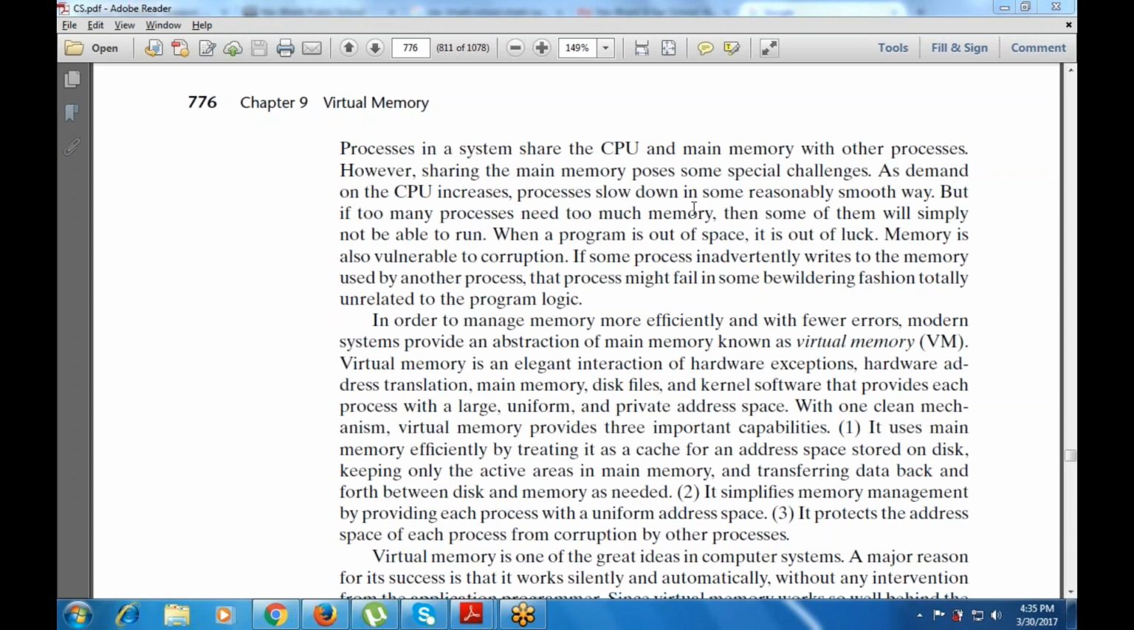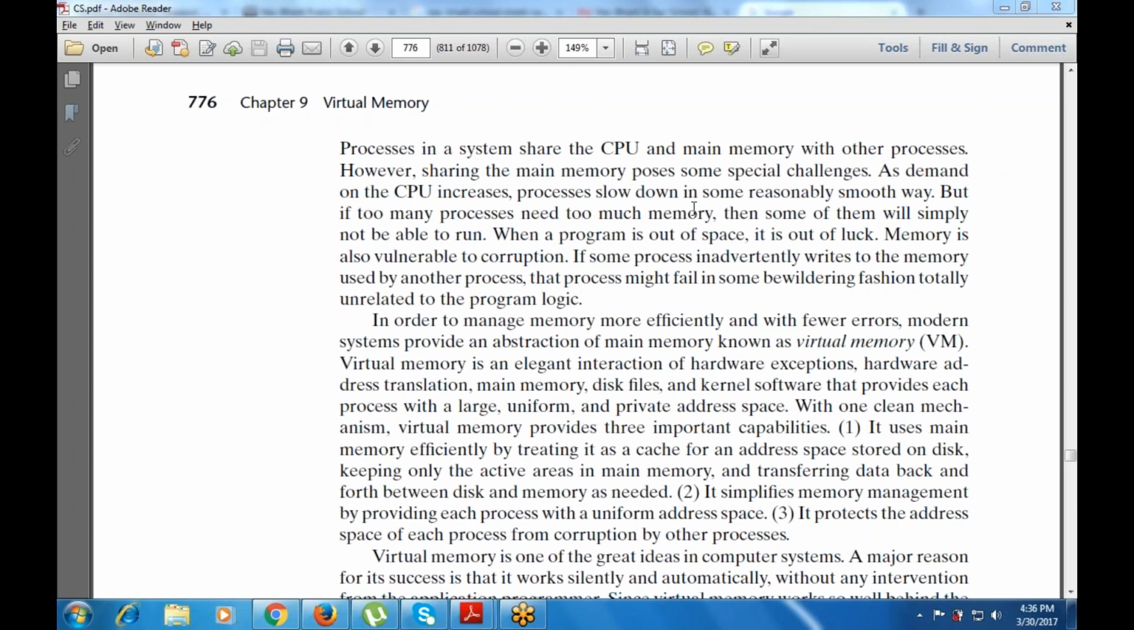Virtual memory is an elegant interaction of hardware exceptions, hardware address translation, main memory, disk files, and kernel software that provides each process with a large, uniform, and private address space. First, it uses main memory as a cache for the address space that is stored on a disk, keeping only the active areas in main memory and transferring data back and forth between the disk and memory whenever it is needed.